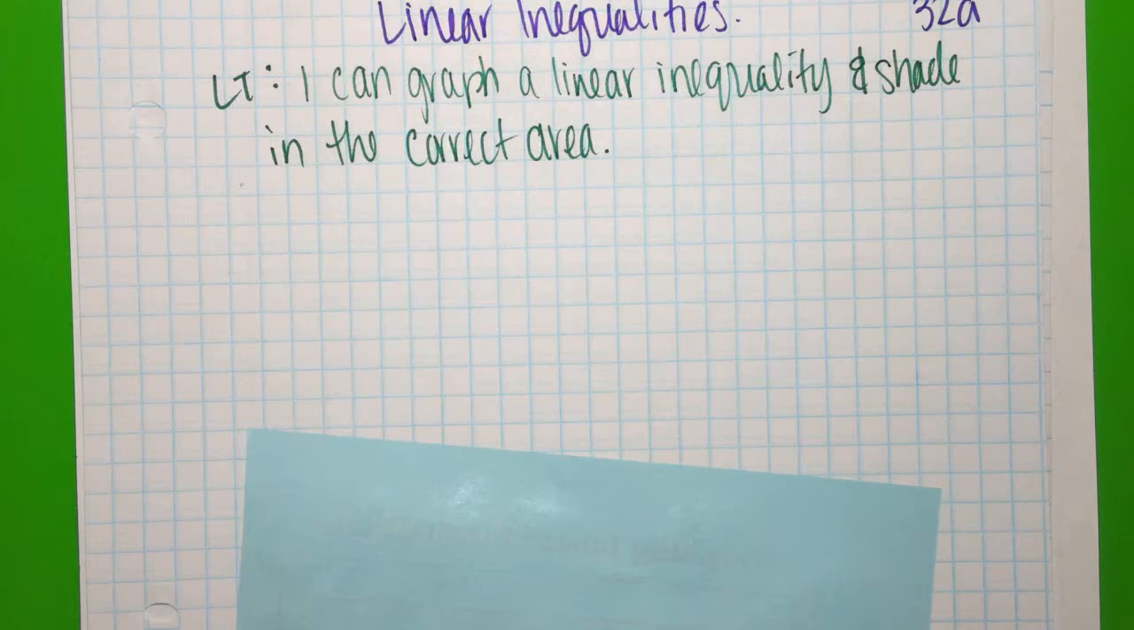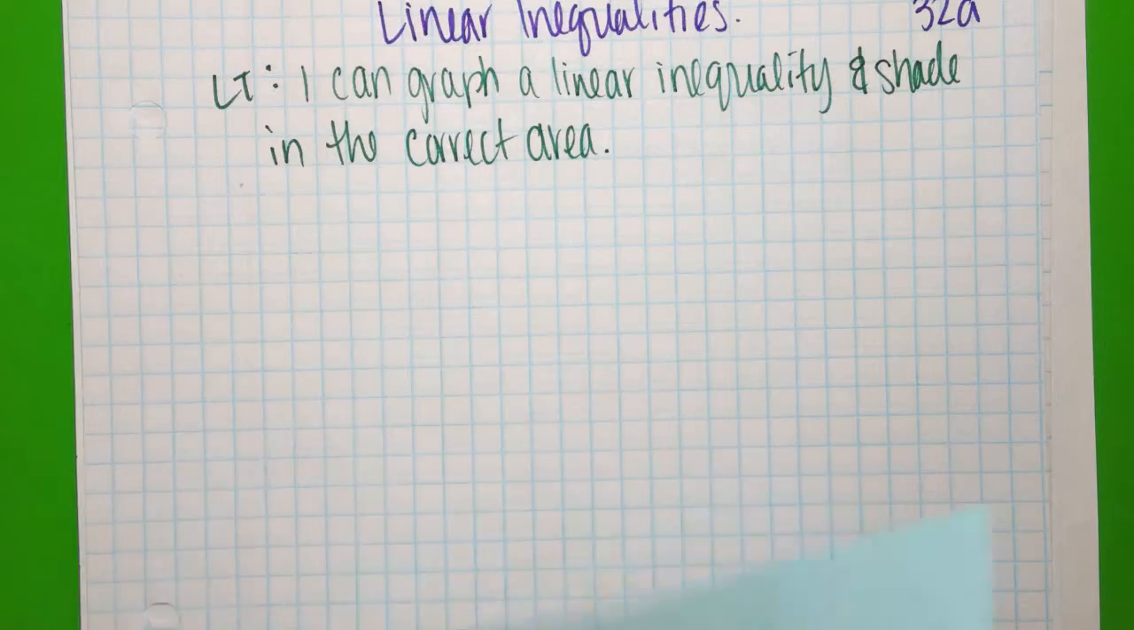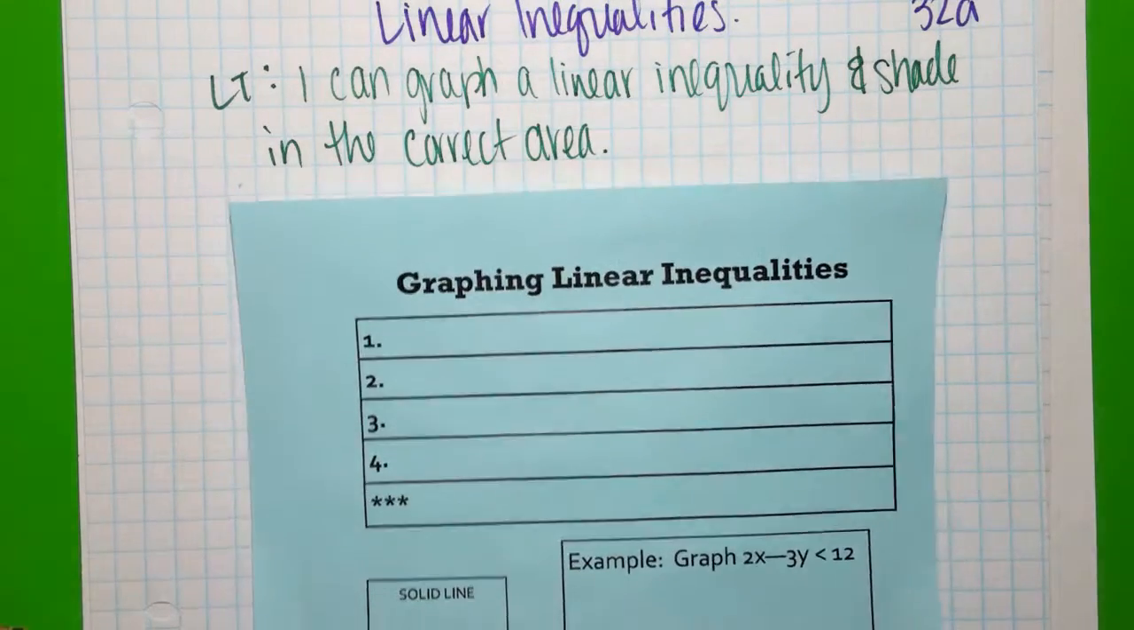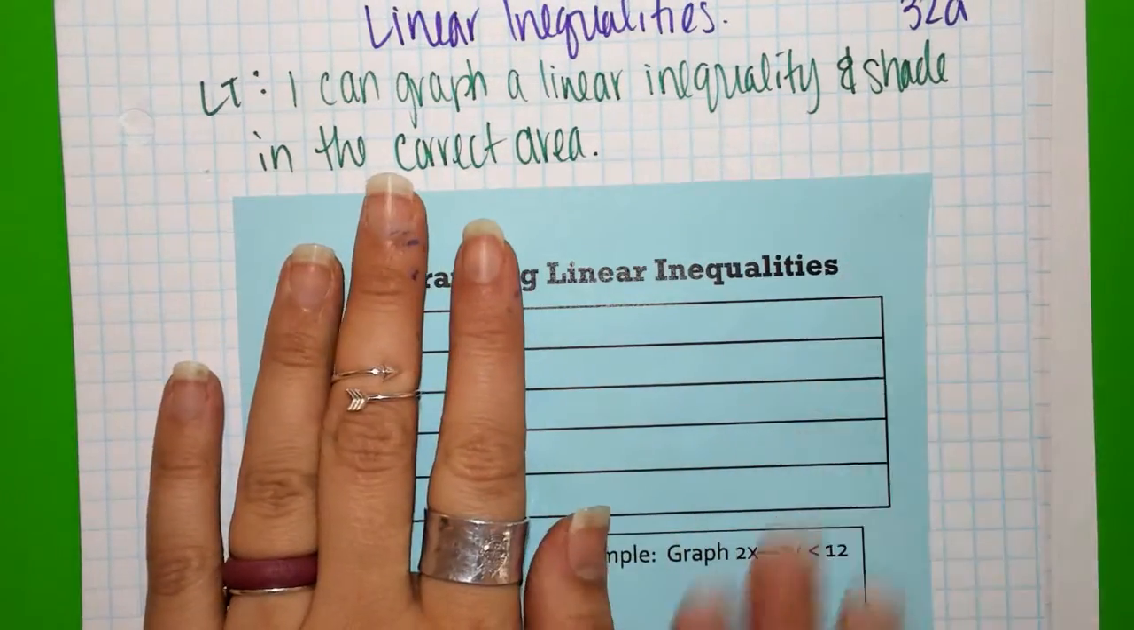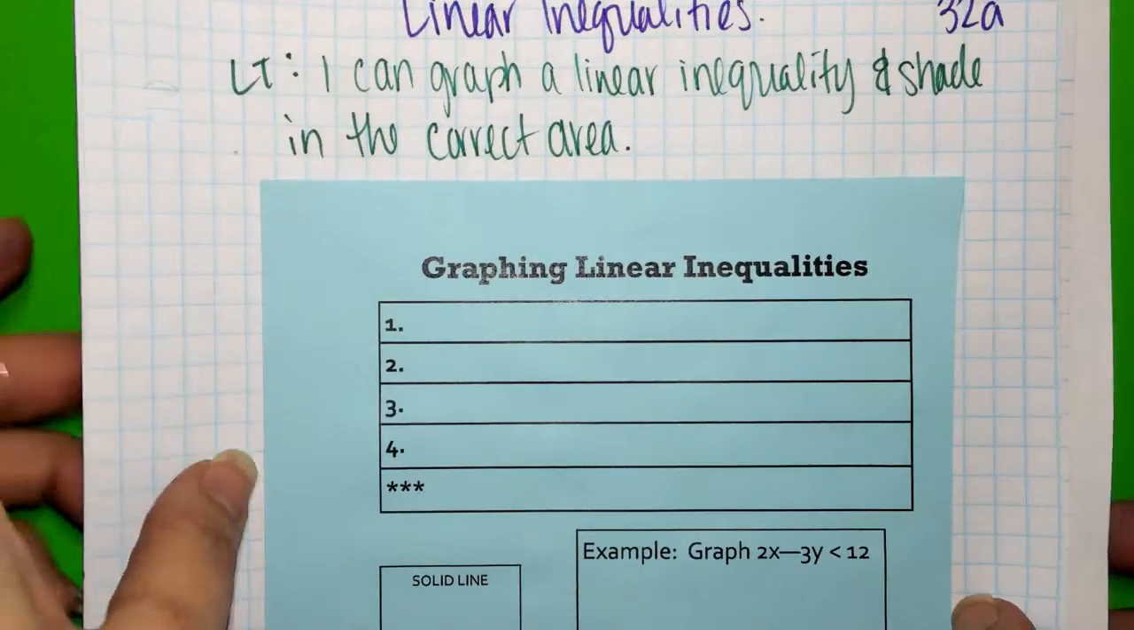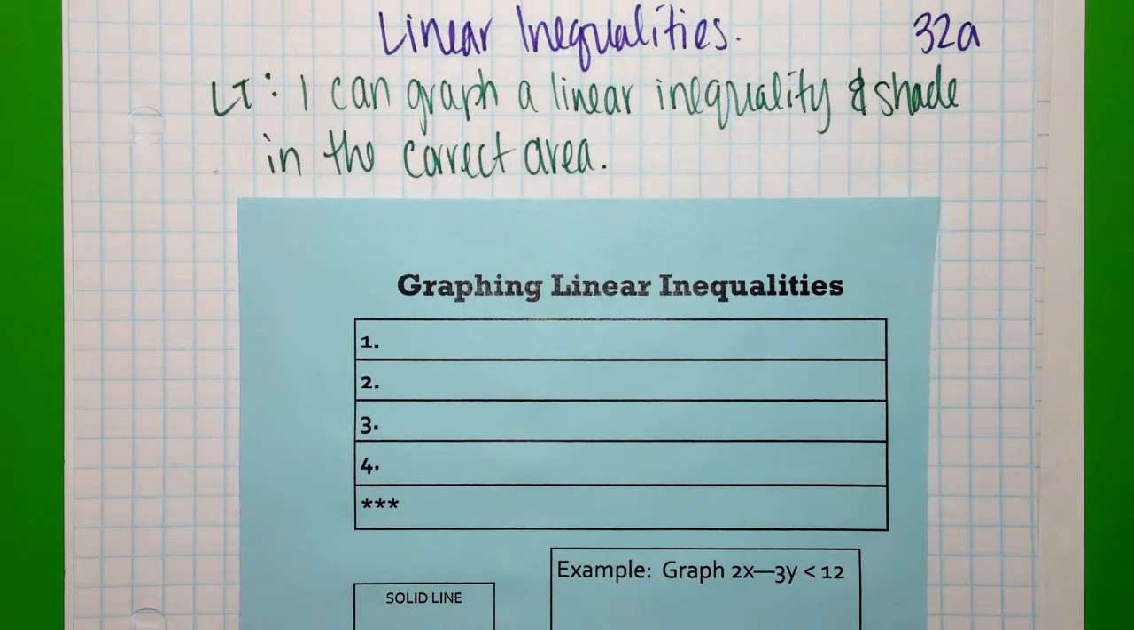Okay, so we have graphed inequalities before when we just graph it on a number line, but today we are going to be graphing them on a coordinate plane. So we're still using slope-intercept form, but then we're shading, and it's super easy and super fun.